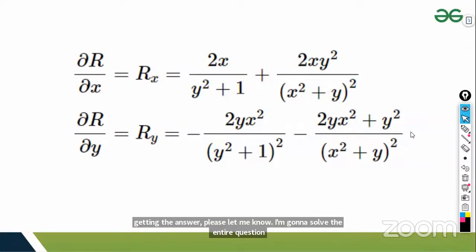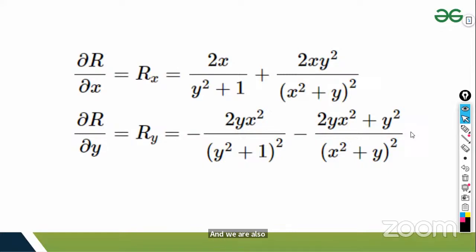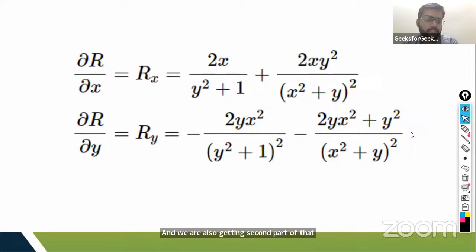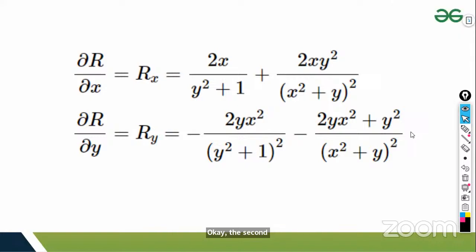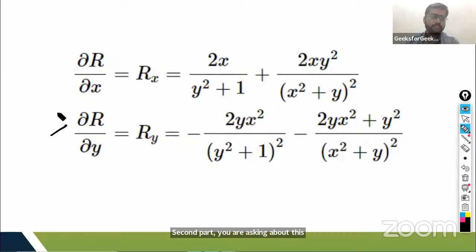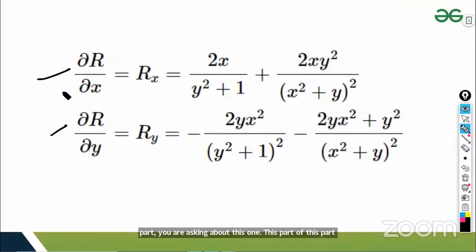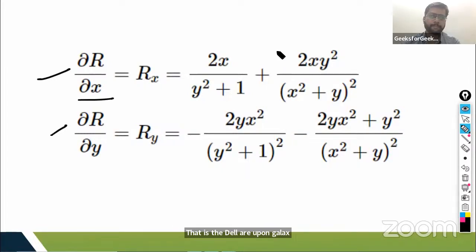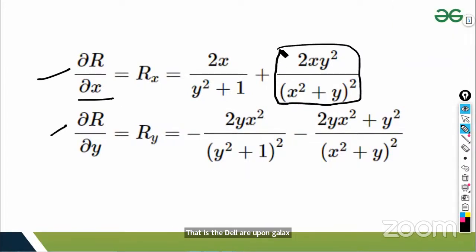Sir, we are also getting the second part with that method. Can you please repeat the second part again? We are also getting the second part by keeping y as a constant. Which part are you asking about, this part or this part? Sir, del r upon del x. Okay, this part, the second part. You are not getting this answer? Sir, I am saying that I am also getting this answer by keeping y as a constant.